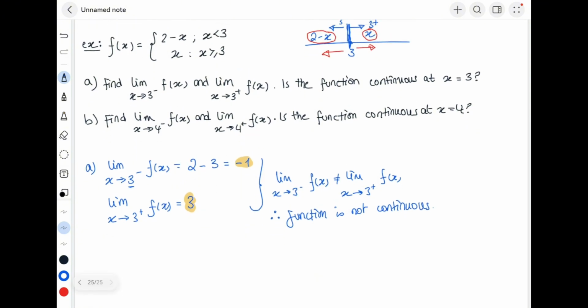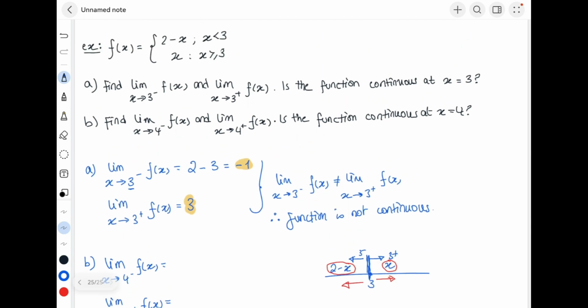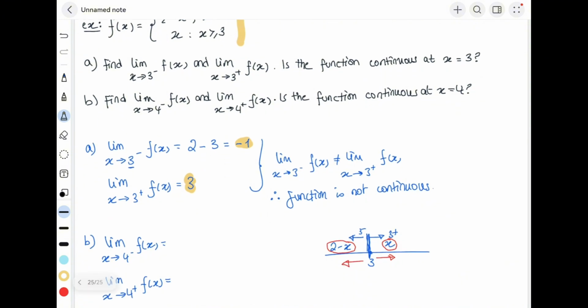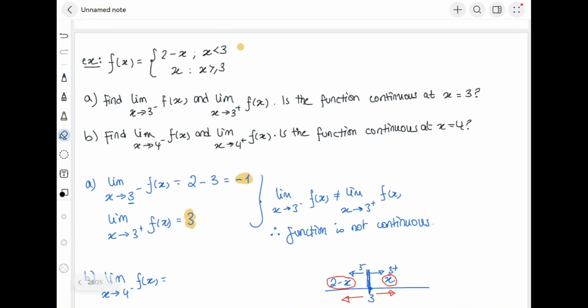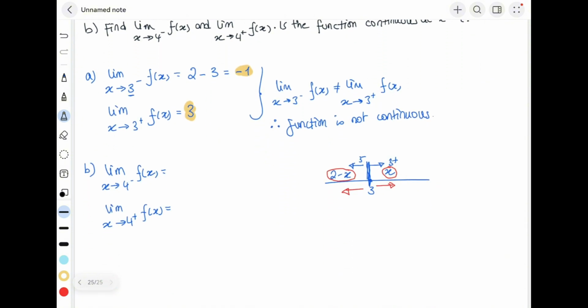Let's solve now for b. For b, we are asked to find the limit as x tends to 4 minus and the limit as x tends to 4 plus of the function and see whether they are equal or not. Now, as we can see in the inequality, we have less than 3 and greater than or equal to 3. And obviously 4 is greater than 3. So we'll be using this function throughout the whole thing. So for the 4 minus and for the 4 plus, since it's also exactly after 3.